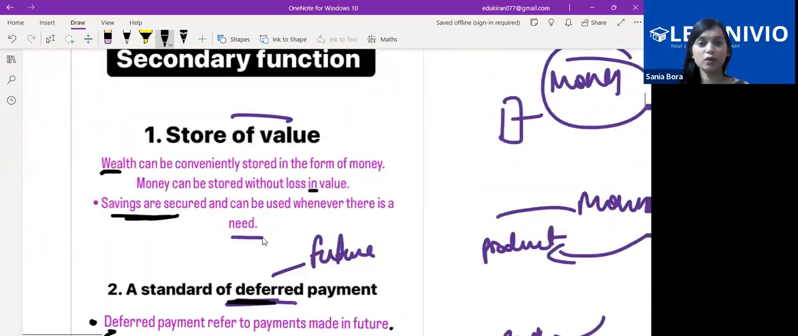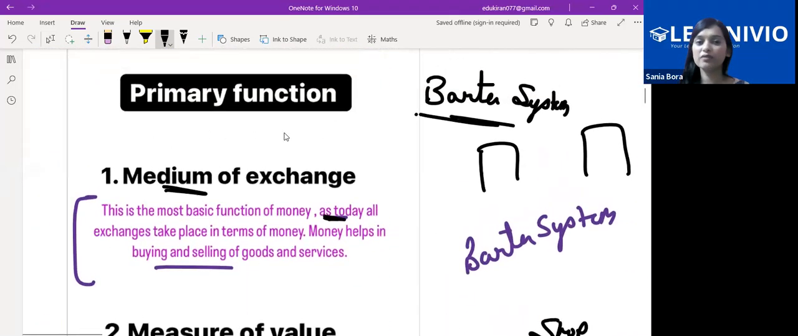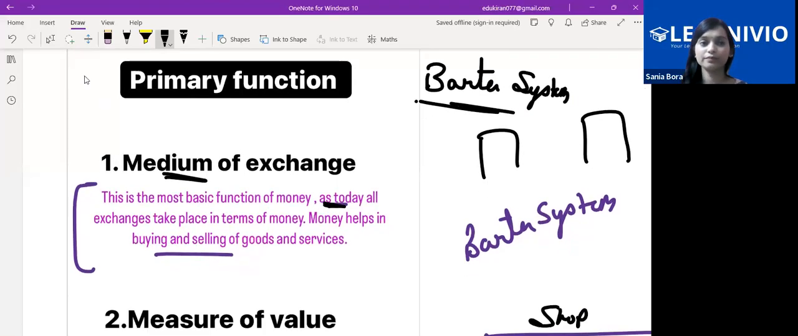So now let's just quickly write it down. So you will write primary functions, medium of exchange, and then measure of value.